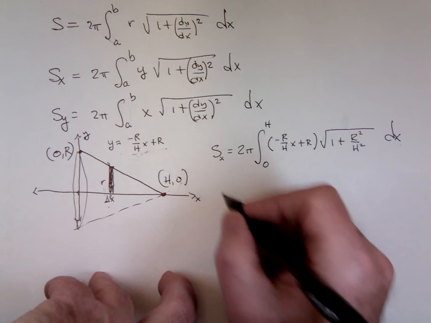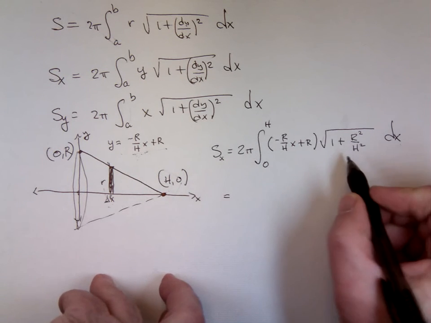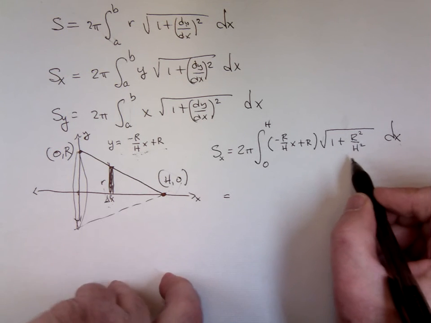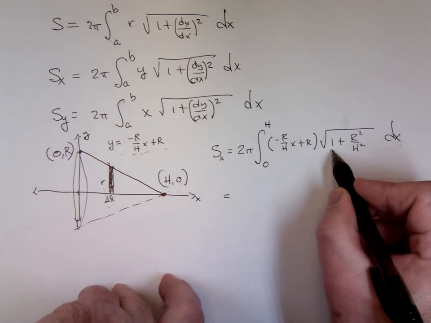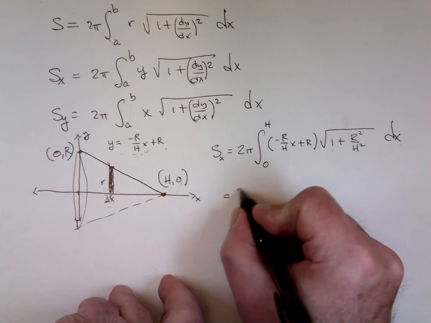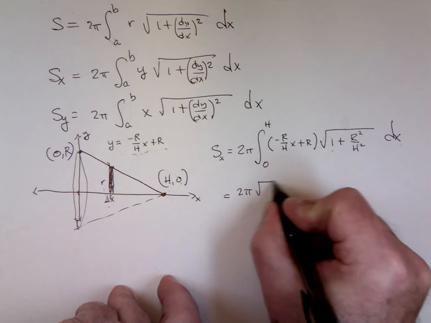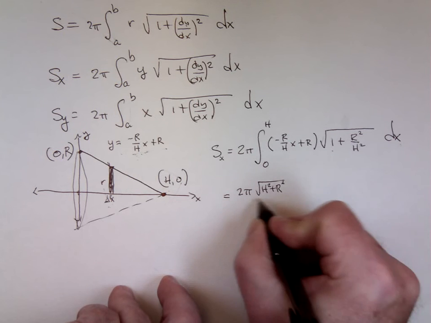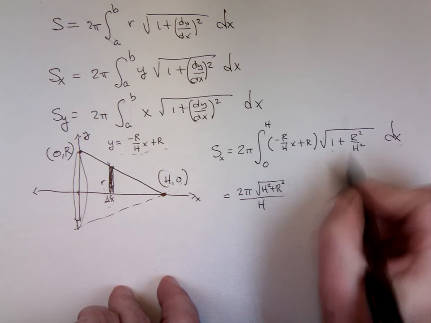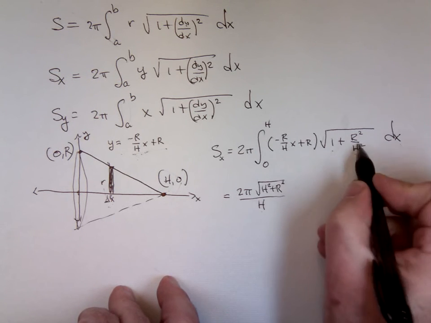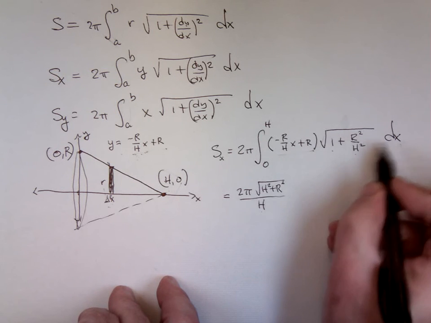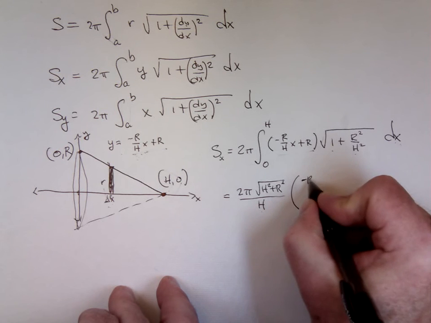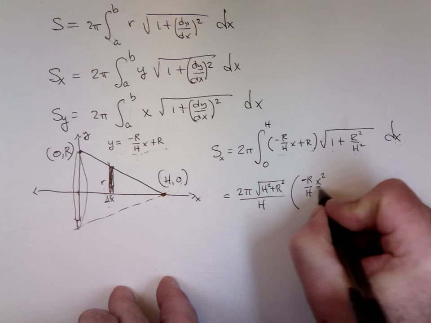First of all, please note over here in the square root, I have just constants. I'm going to multiply by h squared over h squared here, and I'm going to take that out front. So I'm going to have 2 pi square root of h squared plus r squared, all over h. Square root of h squared is h. And then I'm going to integrate this with respect to x. When I integrate that with respect to x, I'm going to have negative r over h, x squared over 2, plus rx.